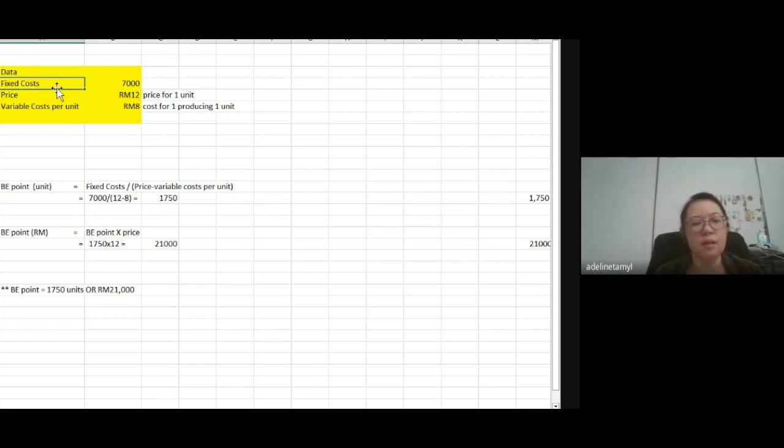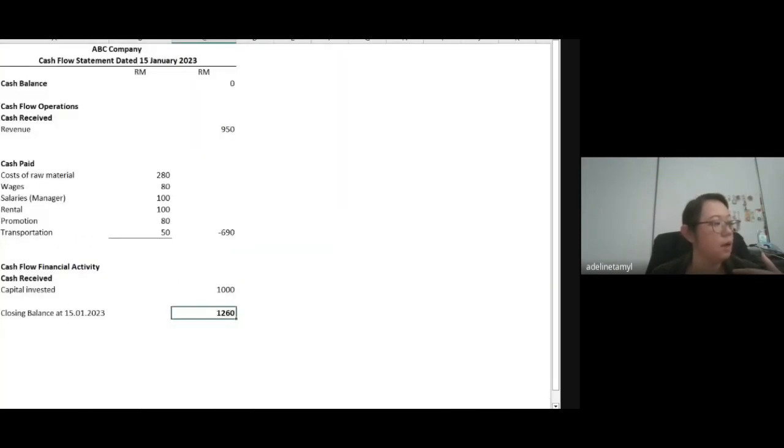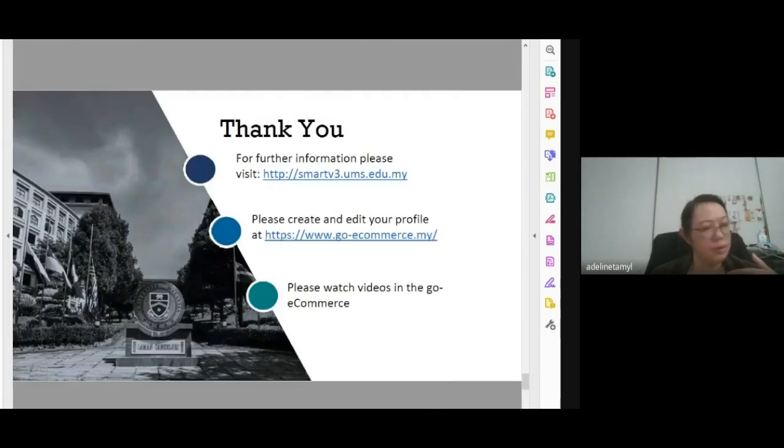So these are the costs that are fixed and will not change. Costs like electricity and water, which will increase or decrease every month, are not included here. Itu bukan fixed cost. So this is the break-even point, you can have a look. But the three statements like I showed you just now are compulsory to include in your final report. So that's for unit 7.